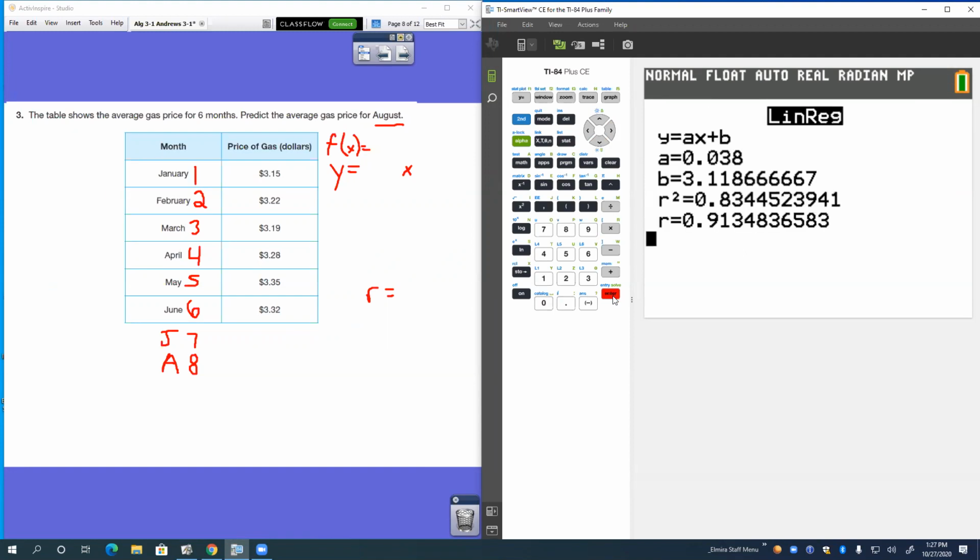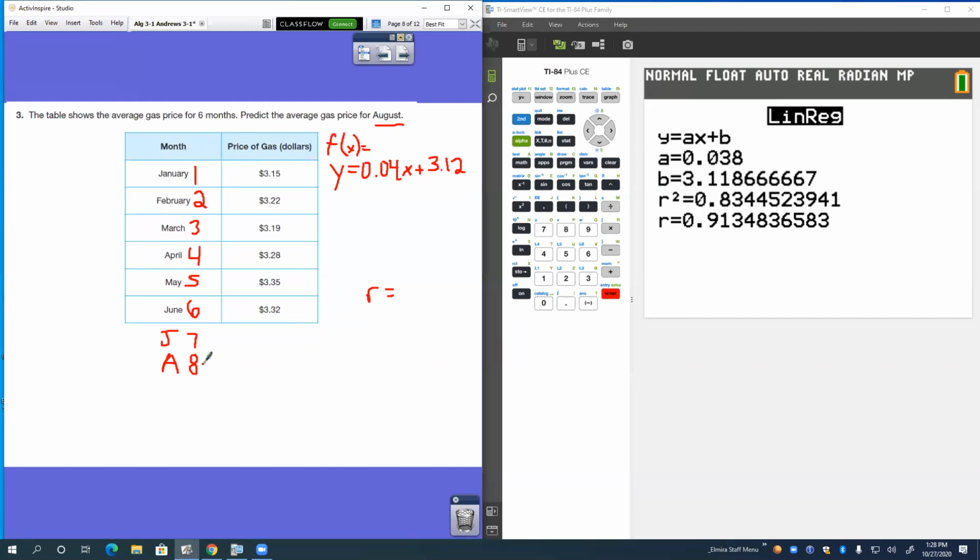So we hit enter, and this is what we get. So for our number that goes in front of our x, that is our a value. Again, we want to round it so that it looks like our data. So we're going to go to the hundredths place, which is 2 places after the decimal point. So this is going to round to 0.04 in front of the x because it was 0.038. Our b value, our plus whatever, is going to be rounded to 3.12.